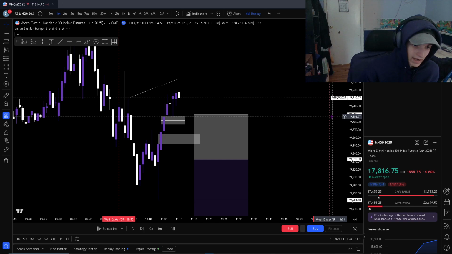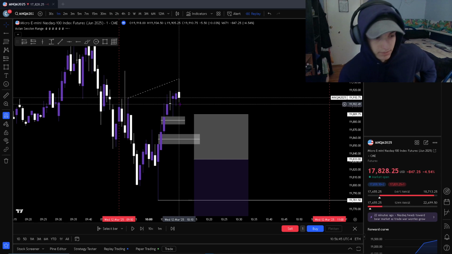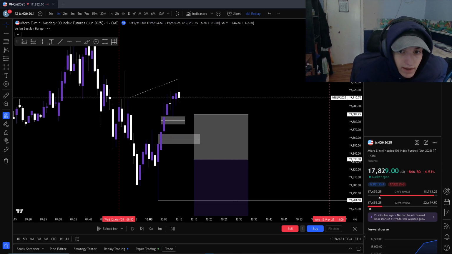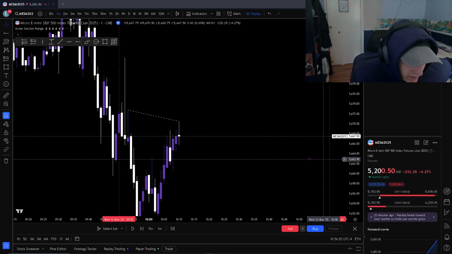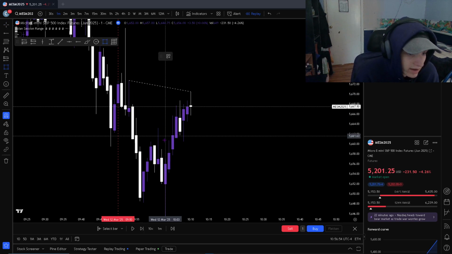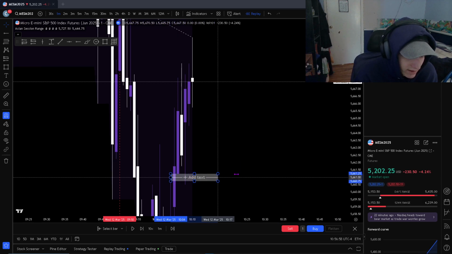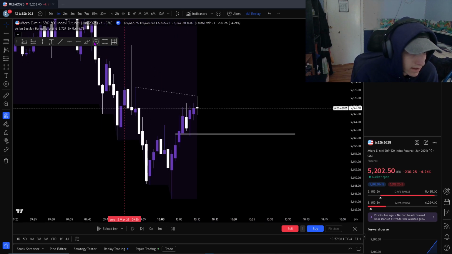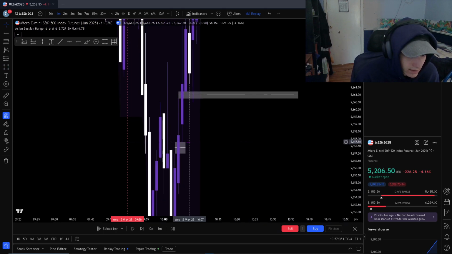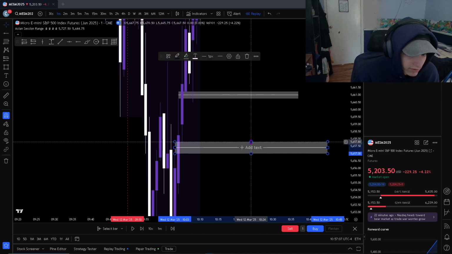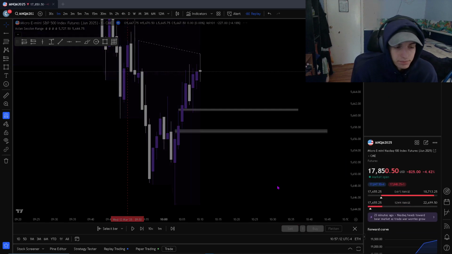So after I see that, I mark out fair value gaps. So you can see we have one here and one here. And the really important thing is that the fair value gaps I'm looking to be inversed are on both NQ and ES. So you can see on ES we have both of those fair value gaps right here and right here. And after marking these out, I'm looking for them to be inversed on both NQ and ES.